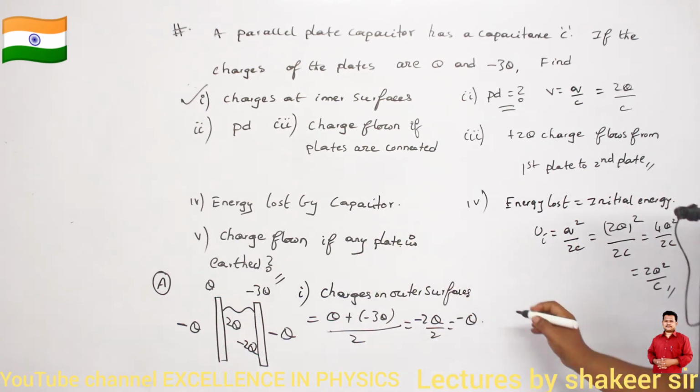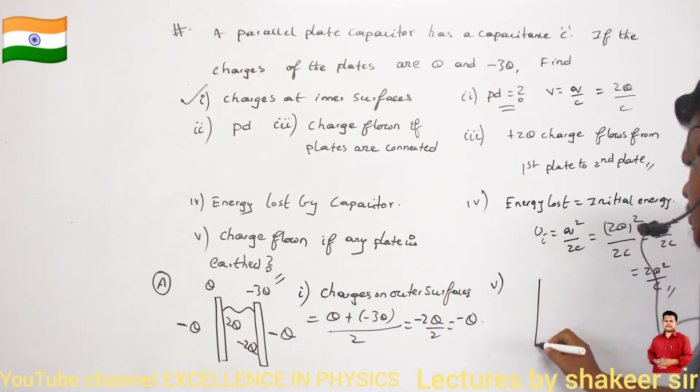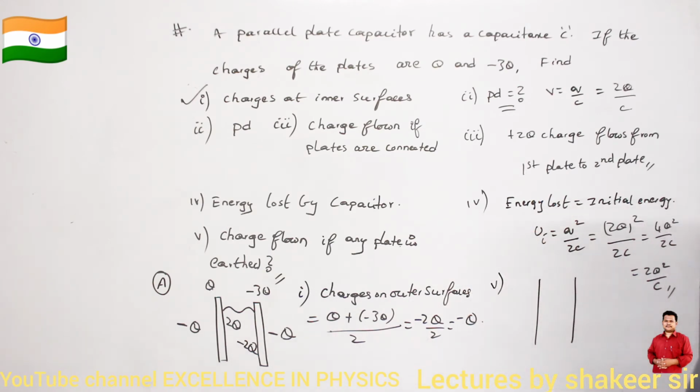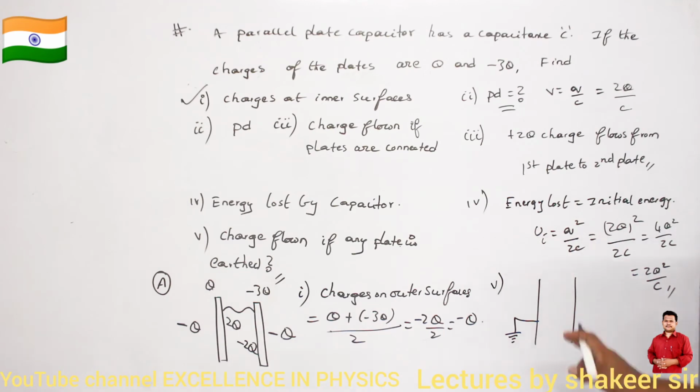Let us see the charge flown if any one of the plates is earthed. Consider this is my first plate and this is my second plate. Let us consider I earth this first plate. What will happen? The total charge present on this side will flow through the ground, whether it is positive or negative charge. Are you able to understand?